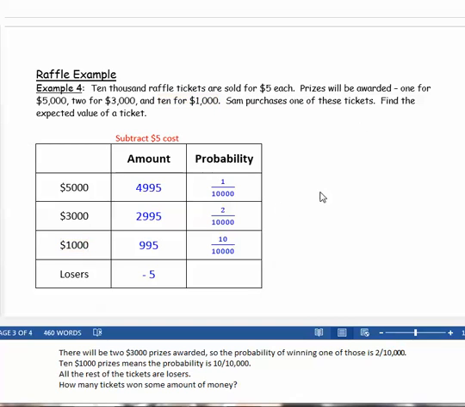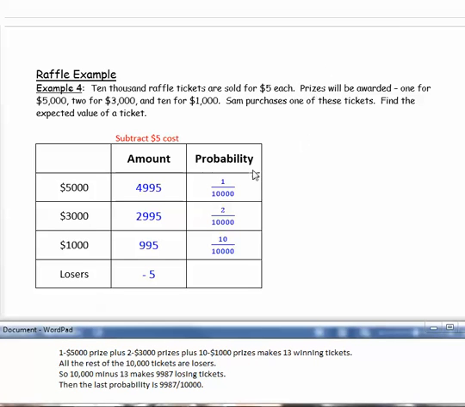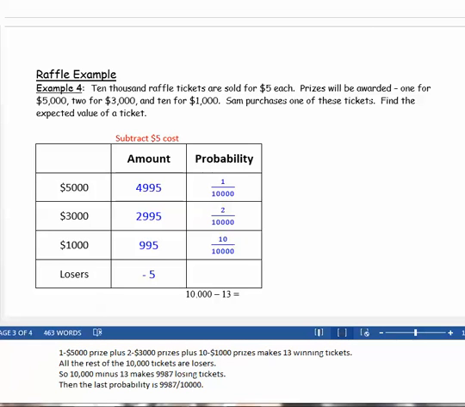All the rest of the tickets are losers. Well, how many tickets won some amount of money? One $5,000 prize plus two $3,000 prizes plus 10 $1,000 prizes makes 1 plus 2 plus 10, which makes 13 winning tickets. All the rest of the 10,000 tickets are losers. So 10,000 minus 13 makes 9,987 losing tickets. So the last probability is 9,987 over 10,000.